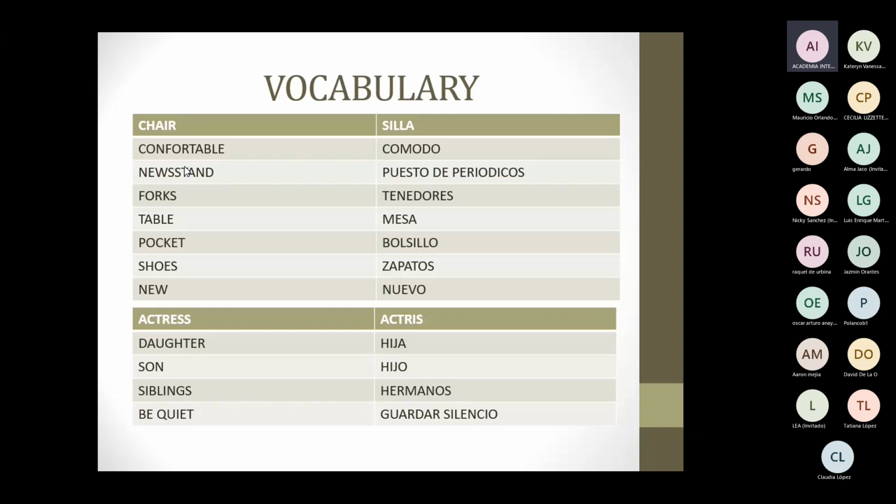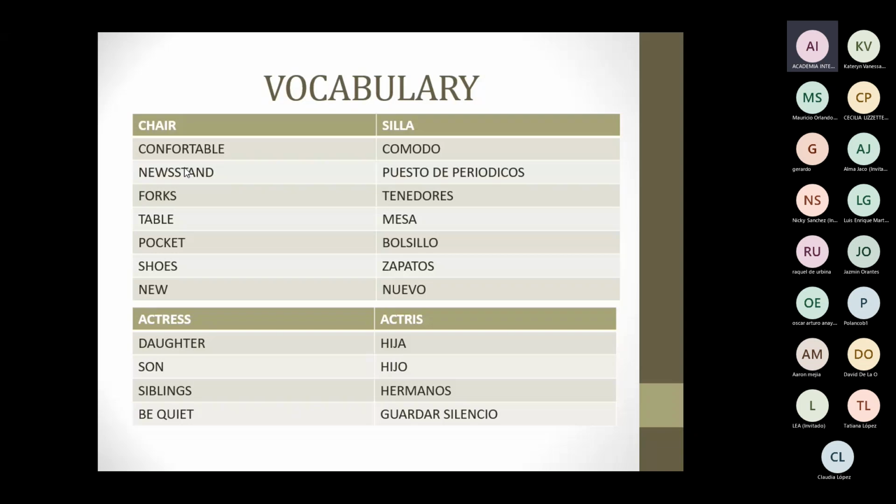Comfortable. Nunca decimos comfortable, porque se escucha muy literal como se escribe. Es comfortable, y significa cómodo. Newsstand, puesto de periódicos. Forks, tenedores. Table. Everybody knows what table means. Pocket, bolsillo. Shoes, zapatos. New, nuevo. Actress, daughter, son, siblings, and be quiet means guardar silencio.